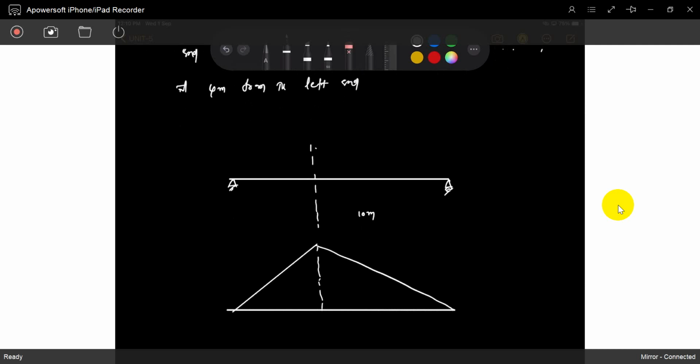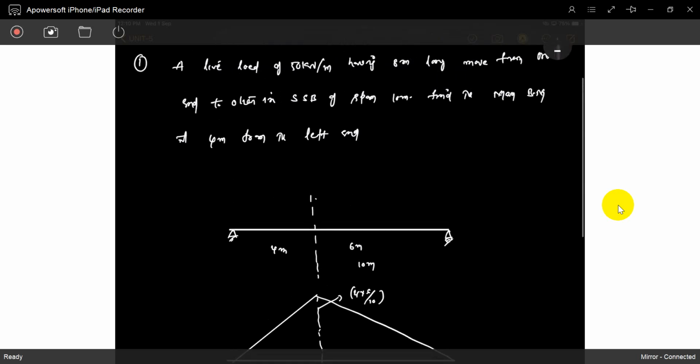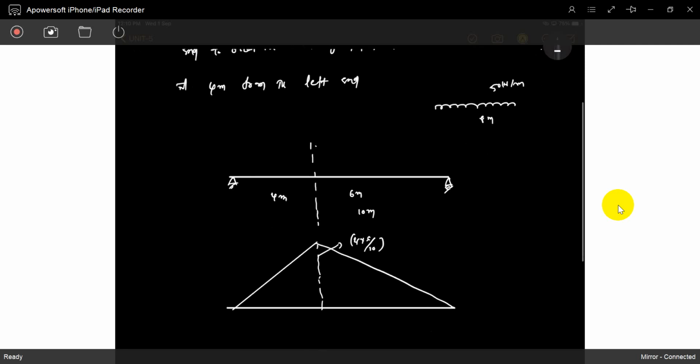This is the ILD for bending moment. What is that value? It is 4 meters and 6 meters, so 4 into 6 divided by 10. That is the ILD. So there is a uniformly distributed load of 50 kilonewton per meter over 8 meters length. How do you put the UDL on the span to get the highest bending moment? We have to arrange it like that.